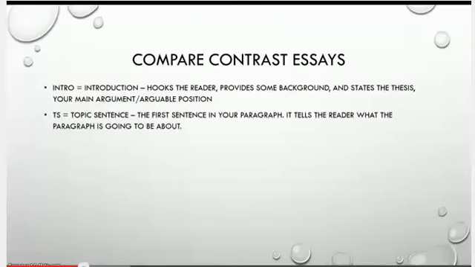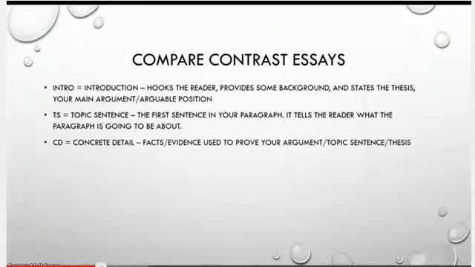Your topic sentence should be the first sentence in your body paragraphs. It should tell the reader what the paragraph is going to be about. Remember, if your thesis is an arguable position, your body paragraphs are the evidence that support that position, right? And so to prove your topic sentence, you have concrete details. These are the facts and evidence that you use to prove that your topic sentence is correct, right? There are a lot of types of facts or evidence you can use. You can use quotes, statistics, specific details, examples. Right? Any of these are okay. Just make sure that your concrete detail supports your topic sentence.